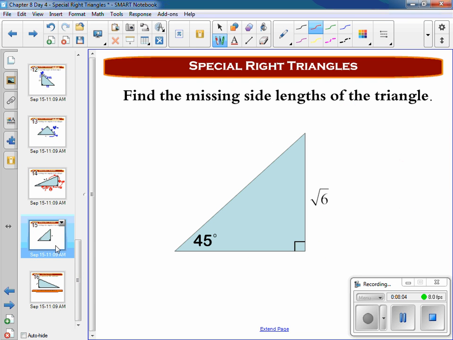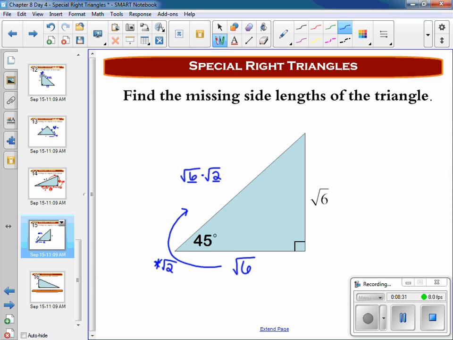Another tricky problem from here. Sorry, this is a 45, 45, 90 triangle, so our two legs are the same. So if that one's square root of 6, this one's also square root of 6. And then remember, to get from the leg to the hypotenuse, we need to multiply by the square root of 2. So I have square root of 6 times the square root of 2.